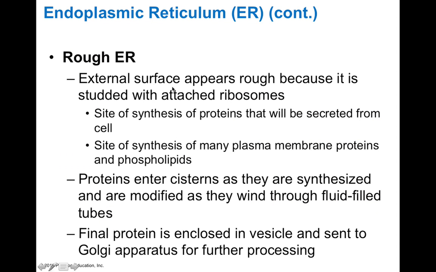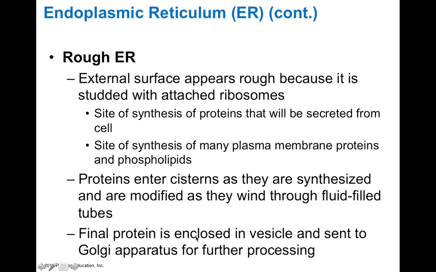Now, rough ER is rough because it has lots of ribosomes. It's the site of protein synthesis, but specifically for proteins that are going to be secreted, either into the plasma membrane or out of the cell. Many of the plasma membrane proteins that are incorporated into the membrane itself are actually made by this rough endoplasmic reticulum. Proteins enter cisterns as they're synthesized, and what's interesting is they're modified along the way. While these proteins are synthesized, there are other enzymes within rough ER that can modify them in ways that make them functionally acceptable for the cell.